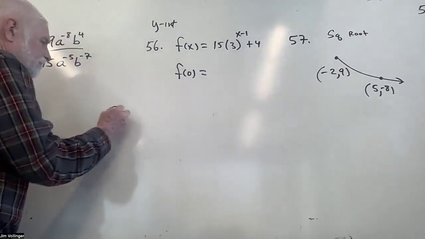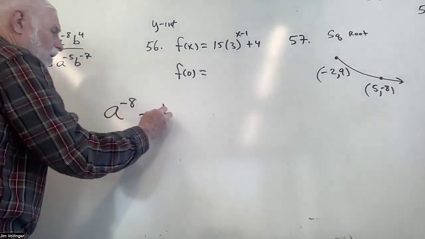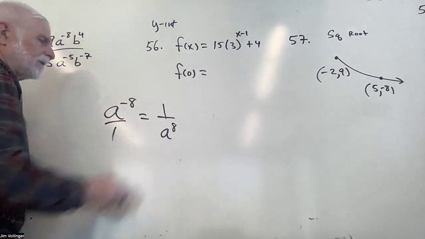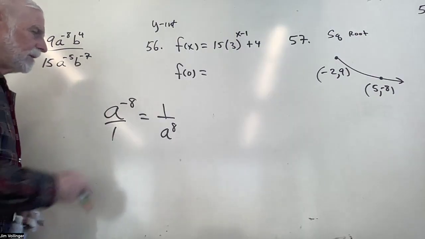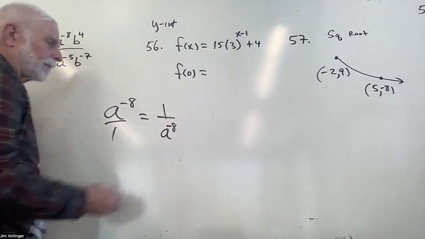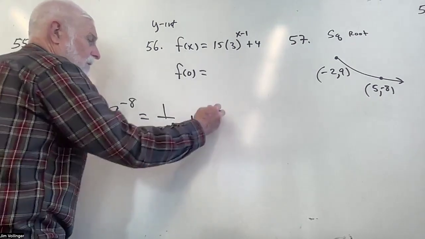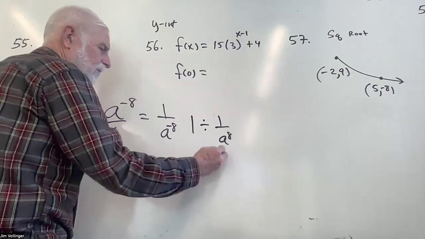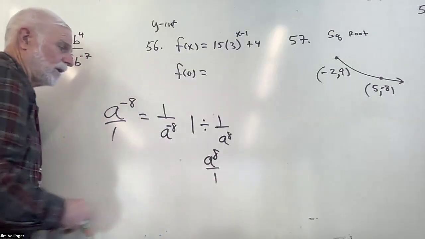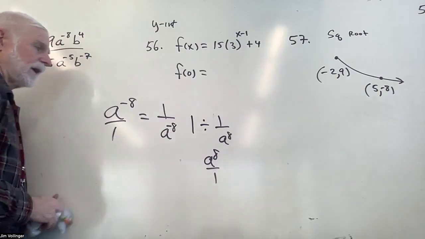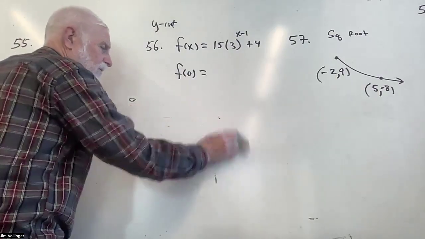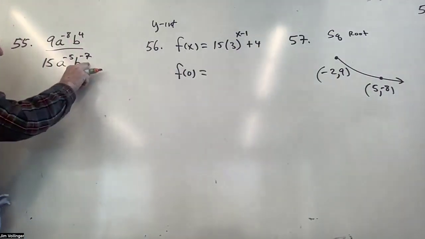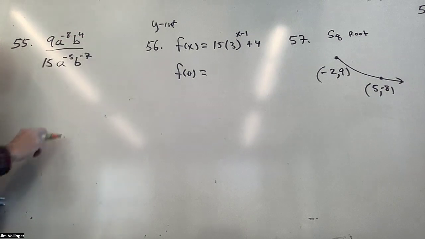Remember, a to the minus 8 is equal to 1 over a to the 8. And what used to be in the numerator is now in the denominator with a change of sign. 1 over a to the minus 8 is 1 divided by 1 over a to the 8. When you divide by a fraction, you multiply by the reciprocal, and now it's in the numerator as a positive exponent, not a negative. I can move negative exponents in the numerator and make them positive in the denominator, and I can move negative exponents in the denominator and move them into the numerator.